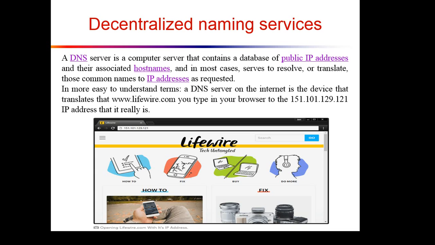Another technique for distribution is using decentralized naming services. You know the naming services and DNS. A DNS server is a computer server that contains a database of public IP addresses and their associated host names, and in most cases serves to resolve or translate those common names to IP addresses as requested.